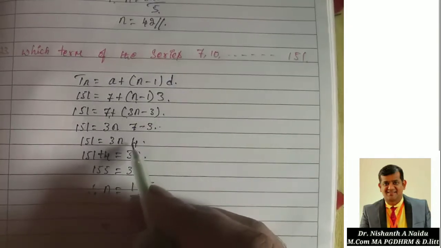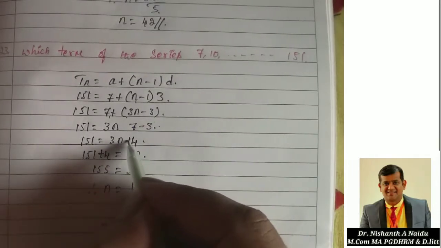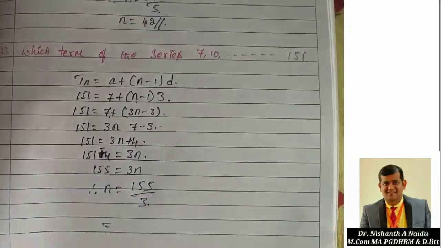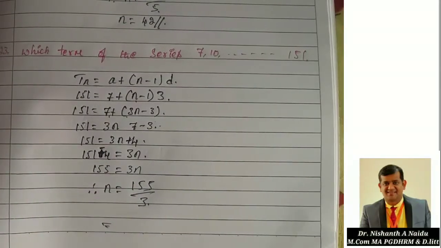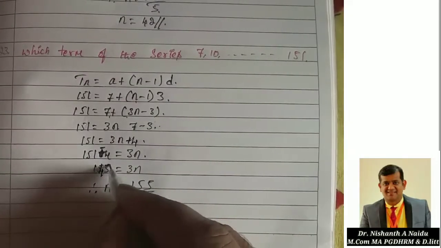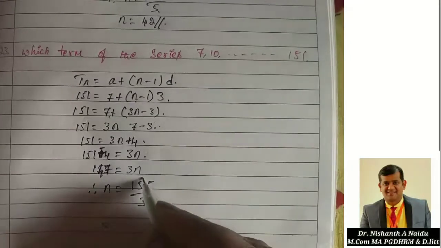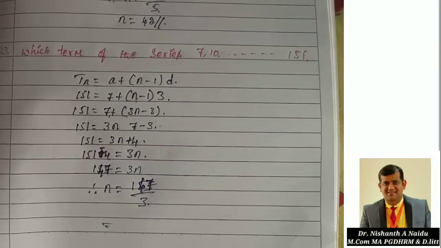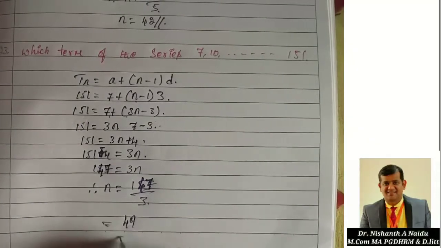Sorry, this is a plus 4. If you shift it, it will become minus 4, not plus, minus 4. So 151 minus 4 is 147. So 147 divided by 3, that is 49. That is the answer for this.